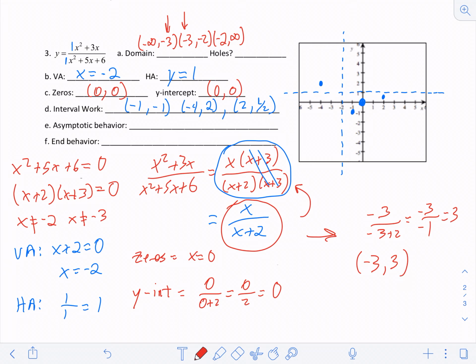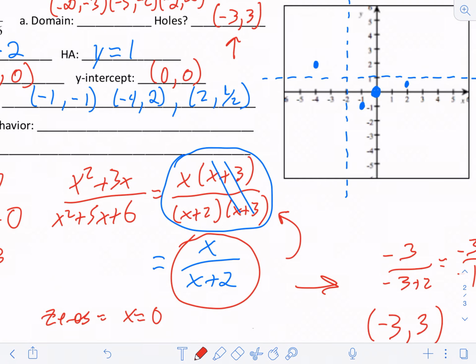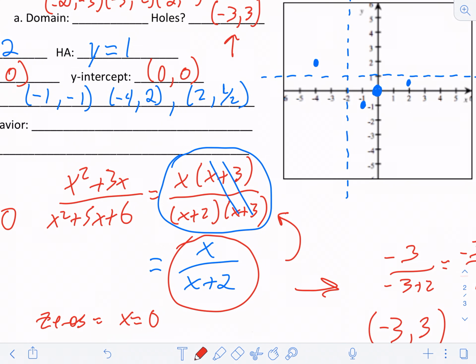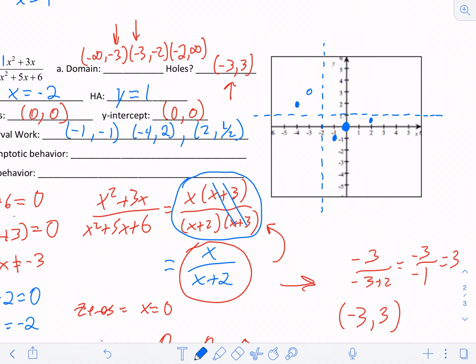So that means at the point -3, 3, I'm going to have a hole, and that's what I'm talking about right here. And what do I mean by a hole? That means I'm going to plot that point, -3, 3. It's going to be right, I'll do it in blue, it's going to be right here, but it's not going to be a point that I'm going to color in. It's going to be a single point on my function that's a hole.